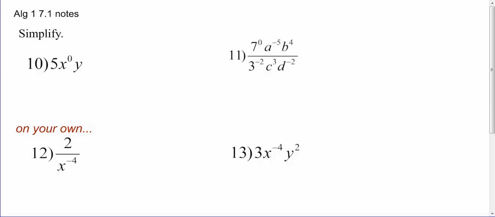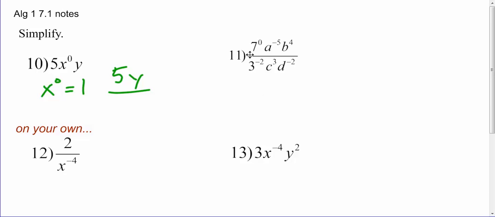This time we're going to throw some variables into the mix because we thought the numbers were too simple. So here we go. 5 times x to the 0 times y. Here's the only thing we have to do with this one. We know that x to the 0 is exactly 1. Okay? So that means 5 times 1 times y. This is 5y. The x is just gone.